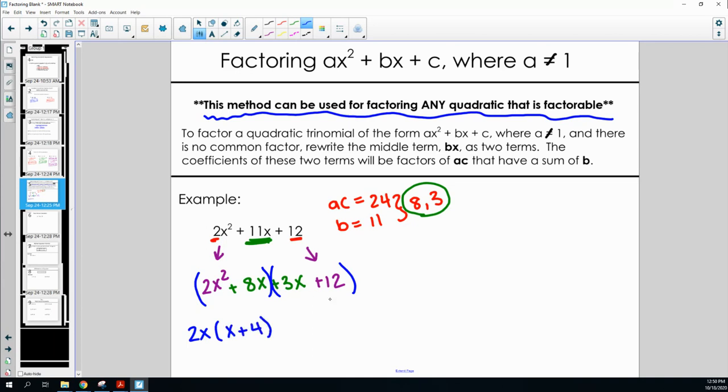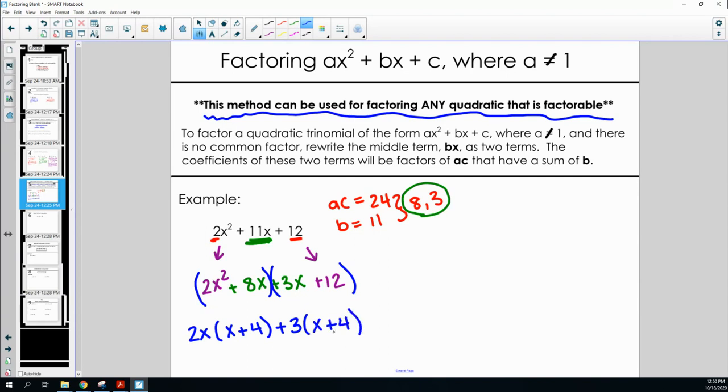I'm going to do the same thing for the second grouping. I want to keep the sign with my number, so whatever GCF I pull out, I'm going to use the same sign that I have here. So I have a plus, so I'm just going to put a plus here. 3x and 12, they have a 3 in common, so I'm going to pull out the 3, and then I'm going to be left with an x plus 4.